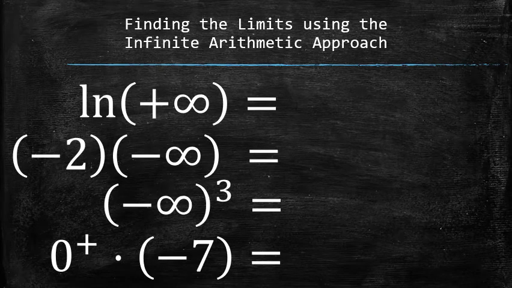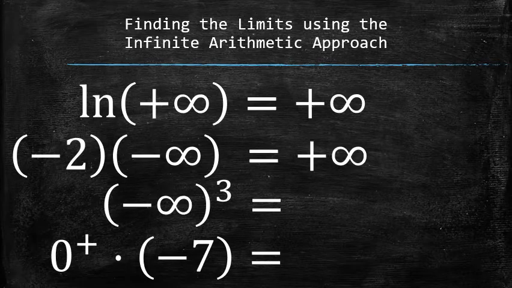Here's another set. Take a moment to think about it before I write down the answers. Logarithm of a very large number is still a very large number, because logarithms are increasing functions. Multiplying a negative number by another negative large number will result in a positive large quantity. Raising a negative large number to an odd power will result in a negative large number. Multiplying a very small number by a finite negative number will result in a very small negative product.